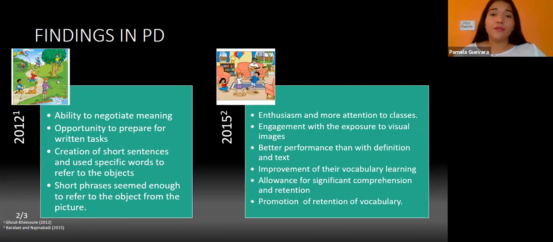Some of the findings were positive. Some studies found that they would improve throughout. Using the picture description, students would be able to improve their vocabulary, to engage with, they were more engaged using these visual images. They were able to prepare, they had more time to prepare for written tasks, and they were able to negotiate meaning, among other benefits.